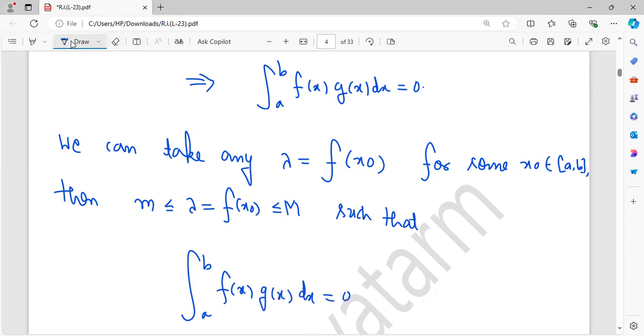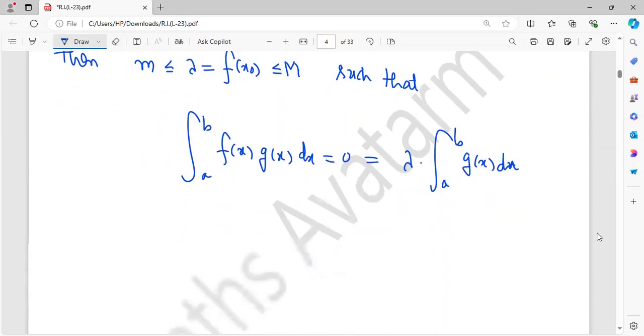This is 0. But integral from a to b of g(x) is also 0. We know that this part is 0 because we are taking the case where it is 0. So I can multiply with lambda, it will become 0, because the integral of g(x) from a to b is 0. So both the quantities are 0. You multiply with any lambda, so it will be 0.